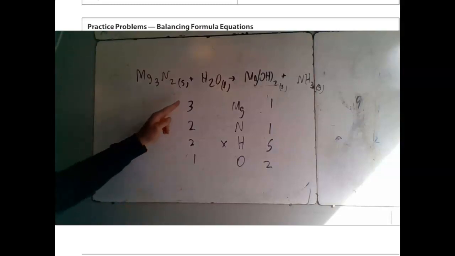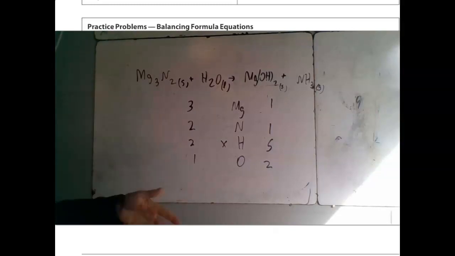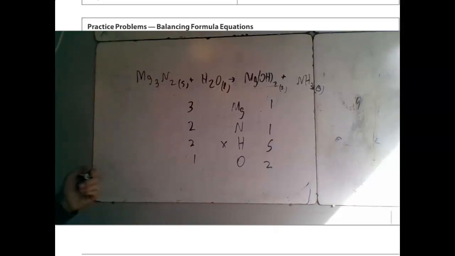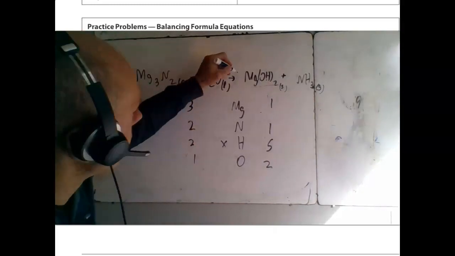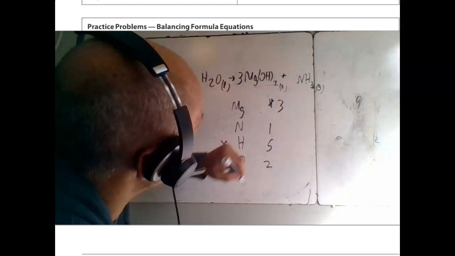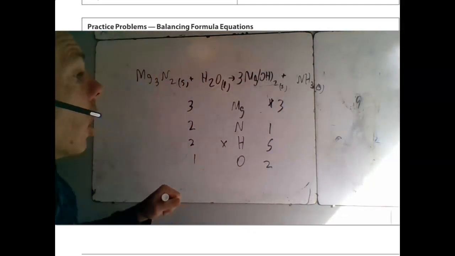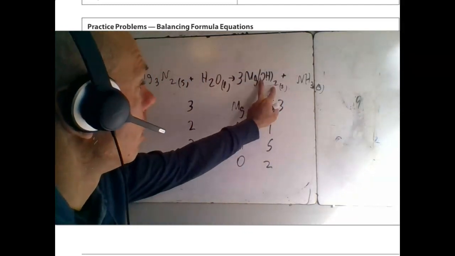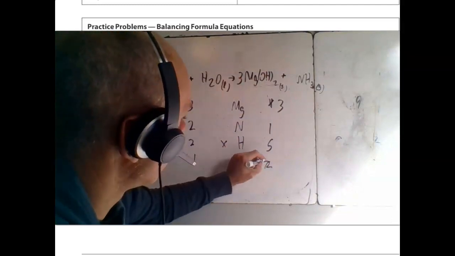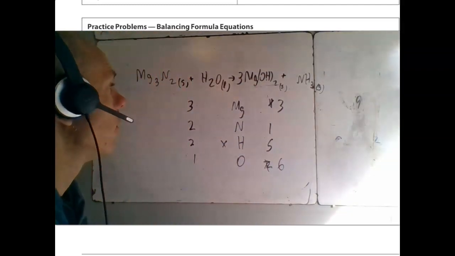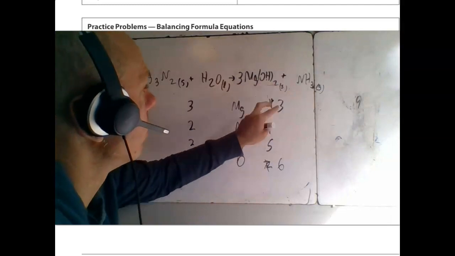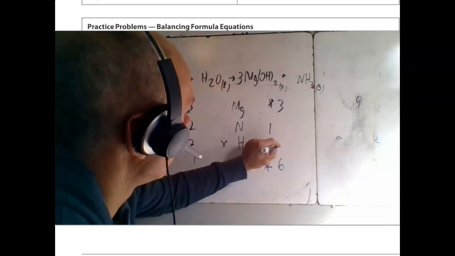So I now have a choice between magnesium, nitrogen, and oxygen. I tend to go with the metal first, like I mentioned last time. So I need to put a 3 in front of magnesium hydroxide to get magnesiums to 3. That altered oxygens, which were 2, but now 3 times 2 is 6. Same thing for hydrogen. 3 times 2 for hydrogen is 6, plus these 3 were 9.